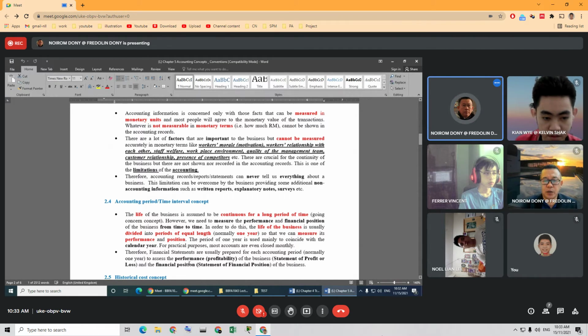Okay, so therefore, financial statements are normally prepared for each accounting period to assess the performance in terms of profitability, that is under the statement of profit or loss, and the financial position in the statement of financial position of the business entity. Okay, so one of the accounting concepts is accounting period. Accounting period means that we divide the life of the business into equal length, and normally it's 12 months, 1 year, just to determine the financial performance and the financial position of the business entity.